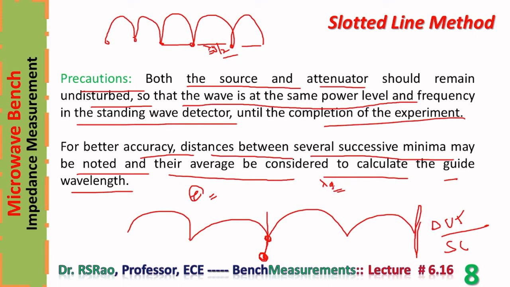This is one aspect. The second aspect is you have identified a particular minimum in the first part of the procedure. Now, in the second part, what you have to do is search for a minimum, source side as well as load side, a distance of lambda g by 4. Lambda g by 4 this side, lambda g by 4 this side. You search for a minimum.